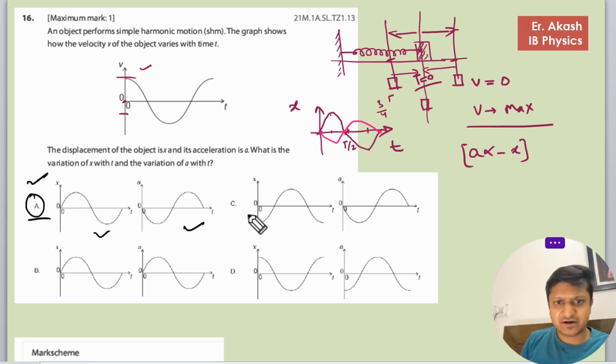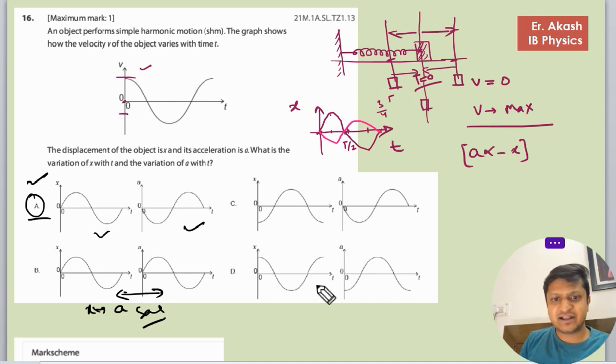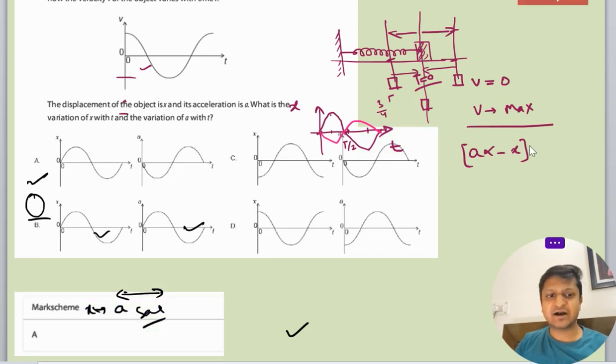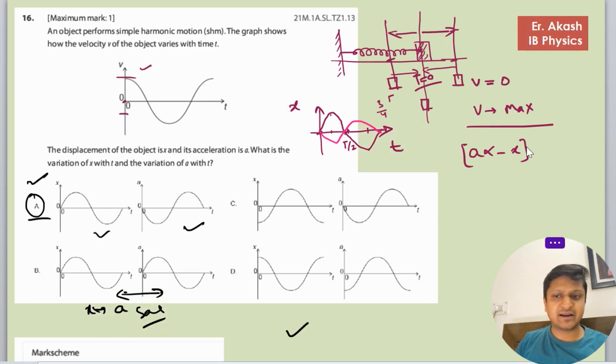So now we will check the other options also. In option B, the a graph and x graph are the same, but it should never be the same. It has the negative sign. And in the C and D graphs, they are also not the right graphs that we have plotted. So our option A is the right option. We will check the mark scheme. The mark scheme says A is the right answer.